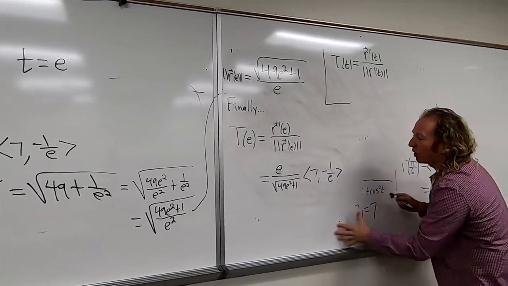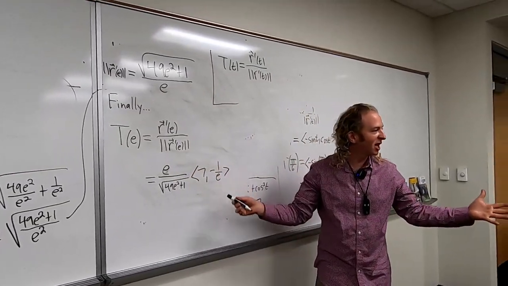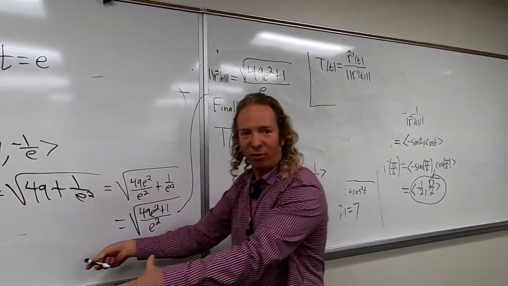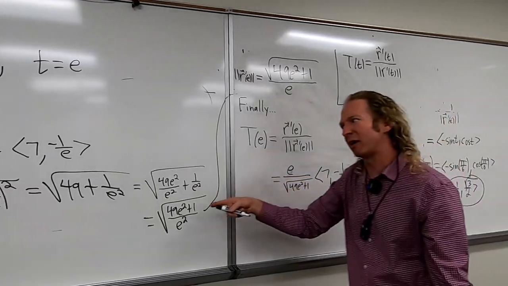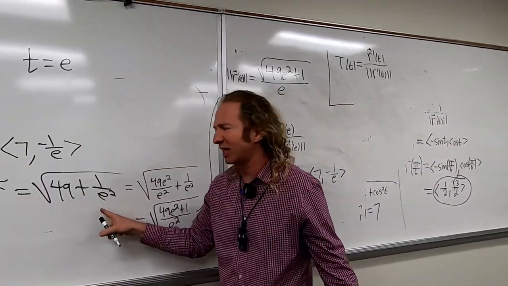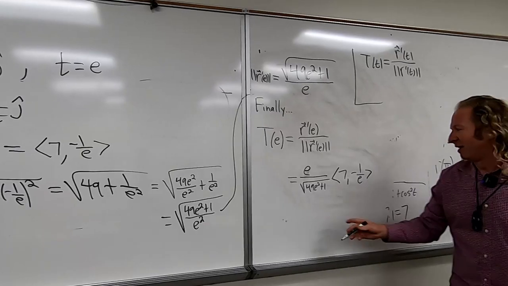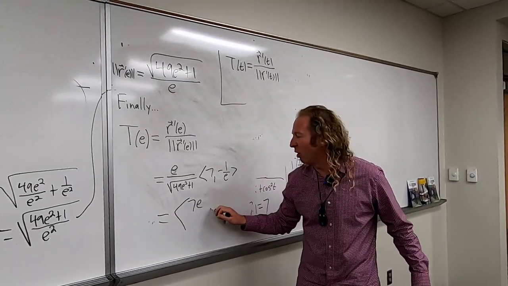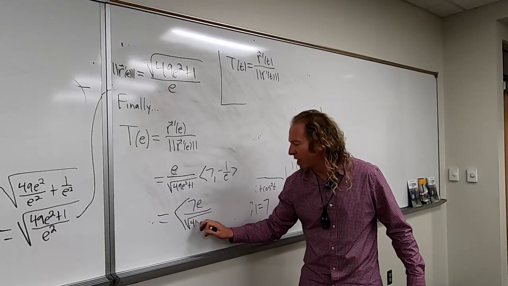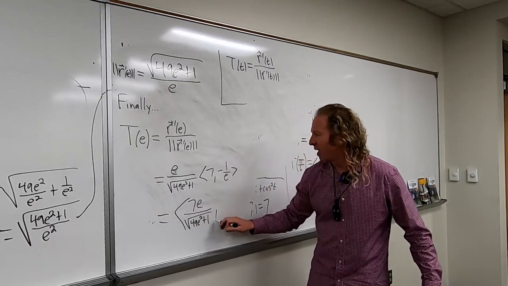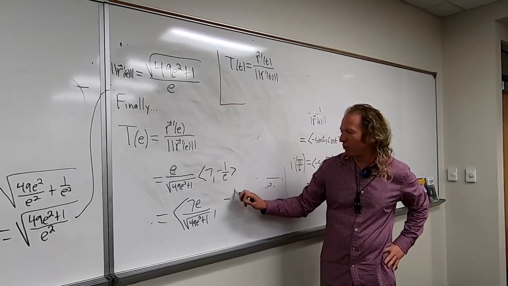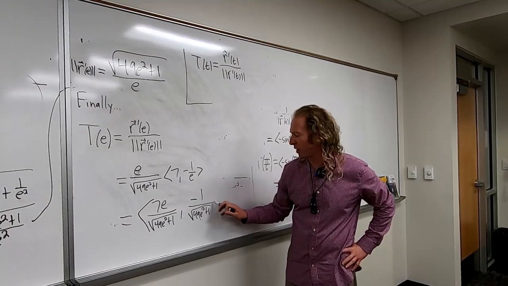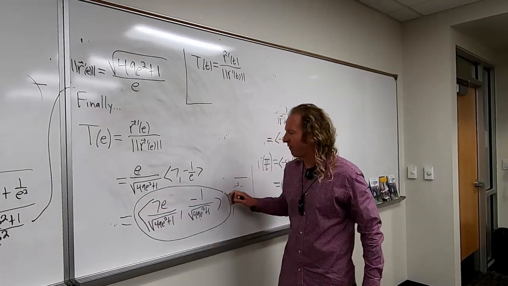And that's that. Look what happens with the e's in the second term. They're going to cancel, right? That's why I did that, because I saw that. I was like, oh, should clean up, right? I saw the e. I'm like, oh, that's just ugly. Like, we can't leave it like that. That's just not human. I mean, it is, but it's weird. So this is equal to angle bracket 7e over square root 49e squared plus 1, and then negative 1 over square root 49e squared plus 1. And that would be the final answer.